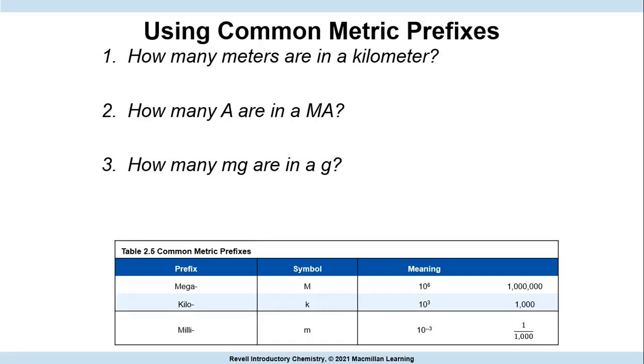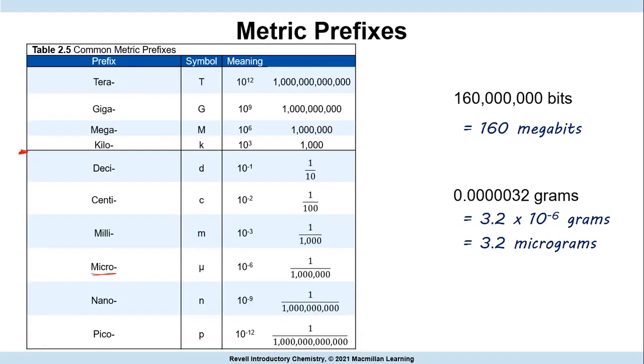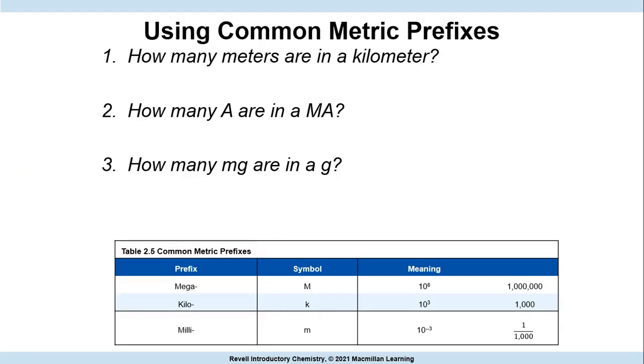Now, let's see how we can use common metric prefixes. For example here, how many meters are in a kilometer? So you need to understand this table here. So when you see kilo, you know that it is 10 raised to the power 3. So how many meters are in a kilometer? It is going to be 1 kilometer is equal to 1,000 meters.